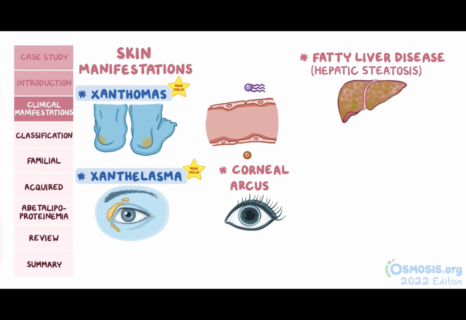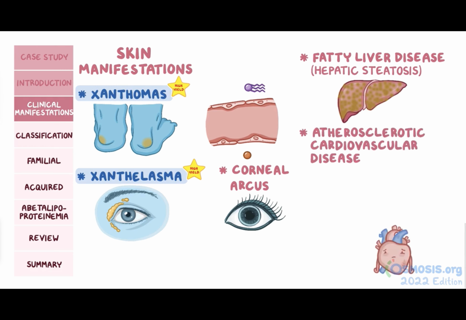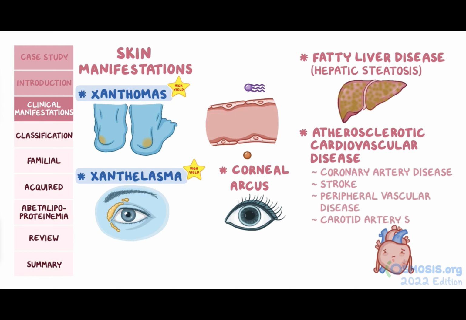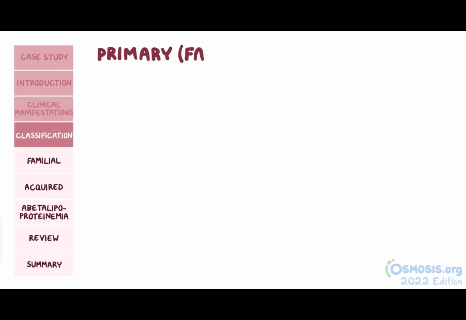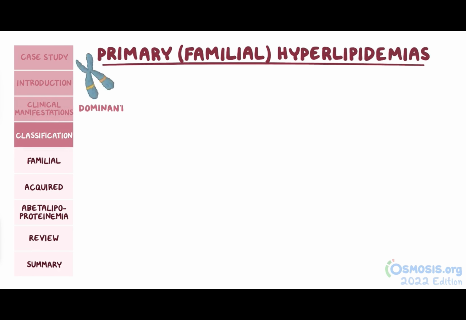Now, the most worrisome complication of hyperlipidemias is atherosclerotic cardiovascular disease, including coronary artery disease, stroke, peripheral vascular disease, and carotid artery stenosis. Okay, so let's look at the primary or familial hyperlipidemias, which are inherited in either an autosomal dominant or recessive manner. Although there are many, the most high-yield ones, often tested on exams, are types 1 through 4.